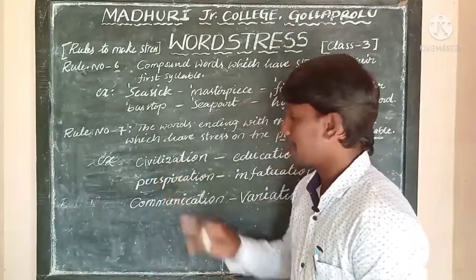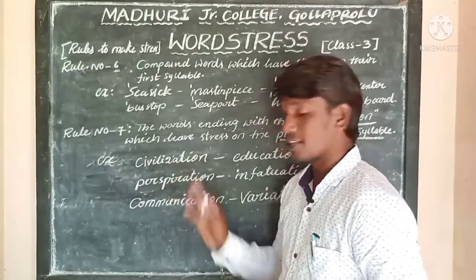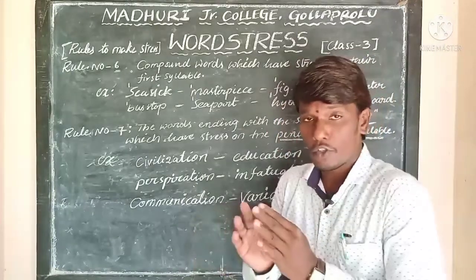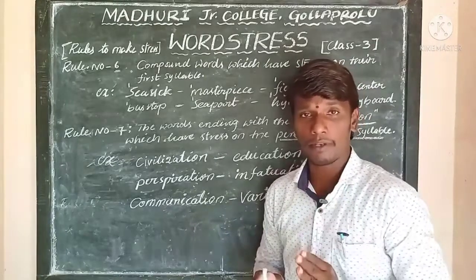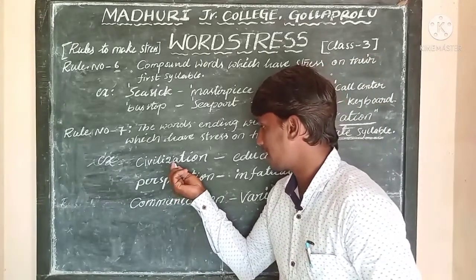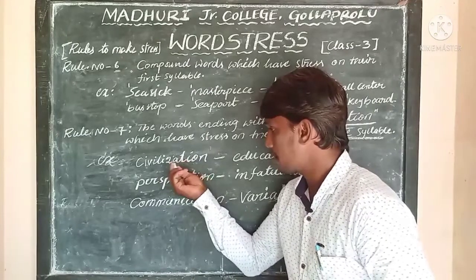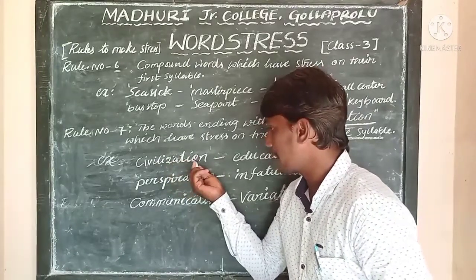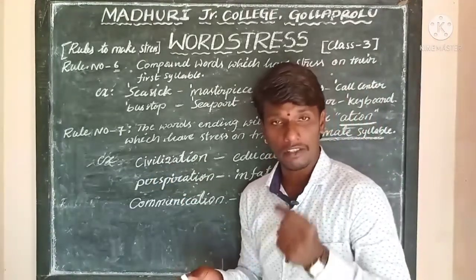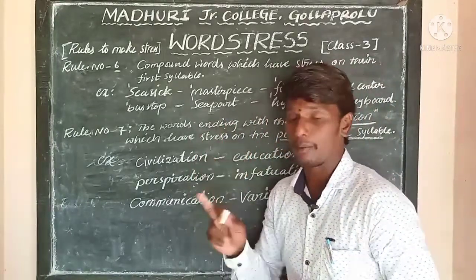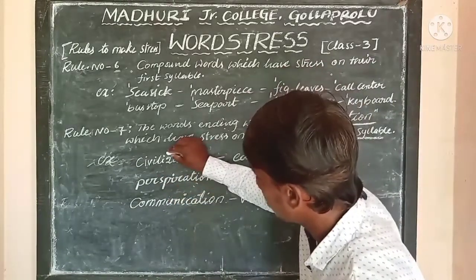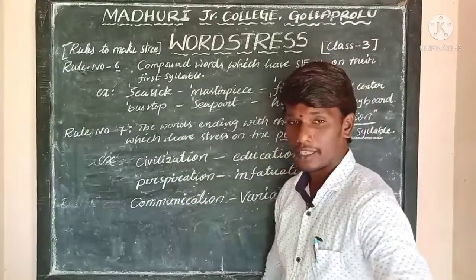For example, see, civilization. Civilization is a tetrasyllabic word, there are four syllables. We should not think whether it is a disyllabic, trisyllabic or tetrasyllabic word. When you identify, dear students, ation, the suffix ation is added at the end of the root word civil. As it ends with the suffix ation, stress is on the second syllable from last. See, zay-shun, so stress is on the second syllable, za.